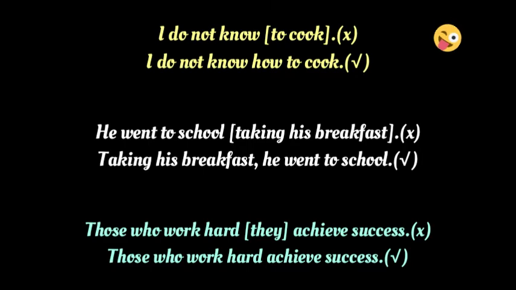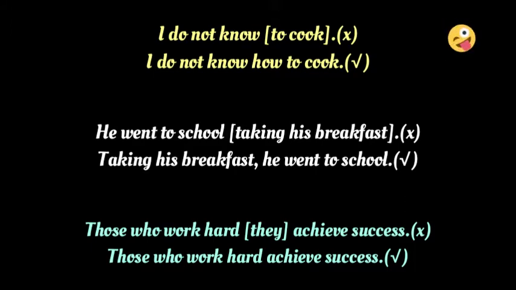Now see the next sentence on your screen. He went to school taking his breakfast. What's wrong with this sentence? Well, in this sentence, taking his breakfast is a participle phrase which is a modifier of the subject he. Because it was the person referred to as he who took his breakfast and not the school.